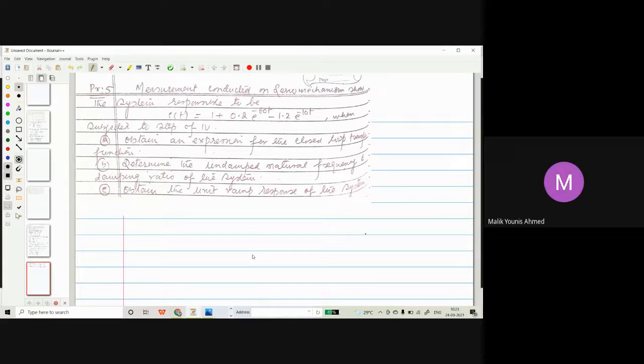Here, what response is given, you have to find C(s) by R(s). The response is ours. Let me do it, I think you will know. Roll number 9, can you do it? Yes, sir. Tanzib, will you be able to? See, number one given is what? C of t is given as 1 plus 0.2 e raised to the power minus 60t minus 1.2 e raised to the power minus 10t. Tanzib, can you do it?